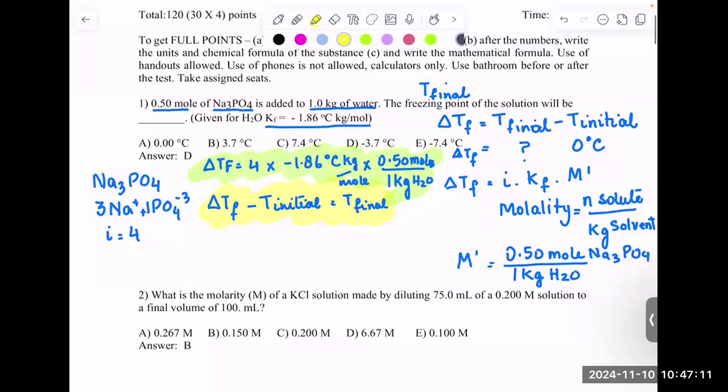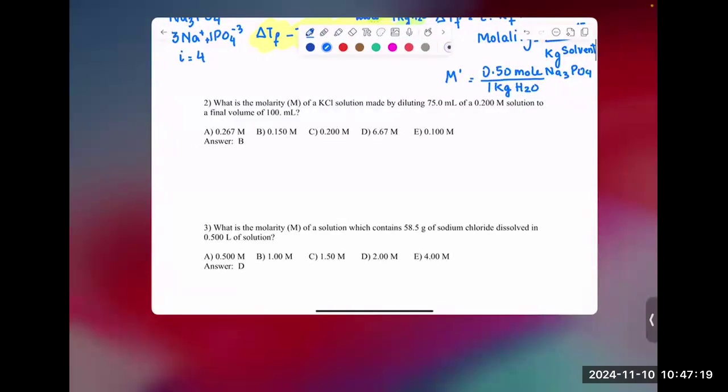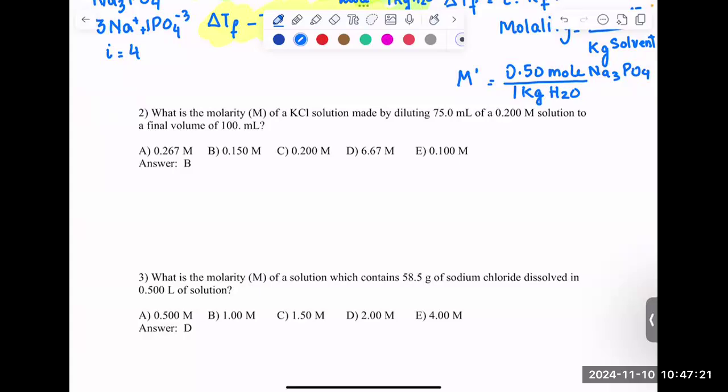Next, what is the molarity of KCl made by diluting? Now here's a very important thing: diluting. Diluting means you are going to use the formula M1 V1 is equal to M2 V2. This is the formula for dilution. What is the molarity of a KCl solution made by diluting 75 milliliters of 0.2 molar solution to a final volume of 100 ml?